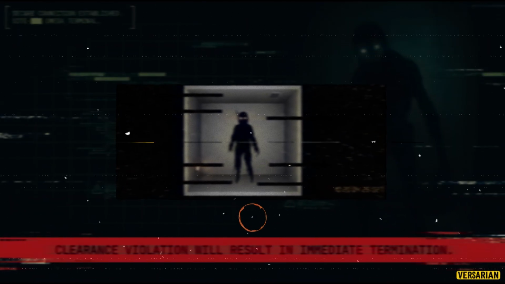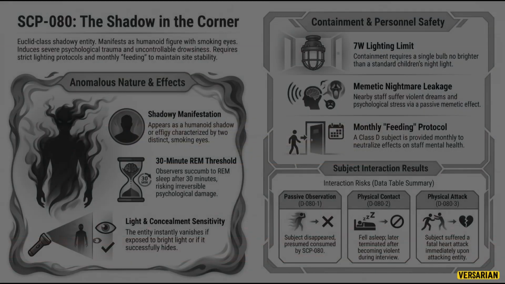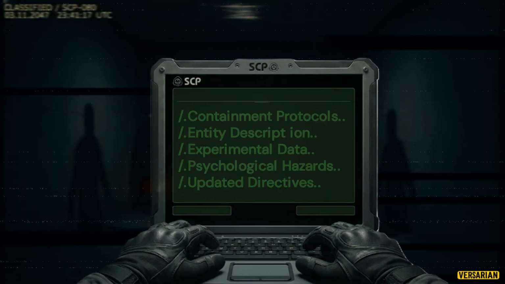Let's get started. Here's our classified itinerary for today. We'll be going over containment protocols, entity description, experimental data, psychological hazards, and updated directives. Retain this information. Section 1.